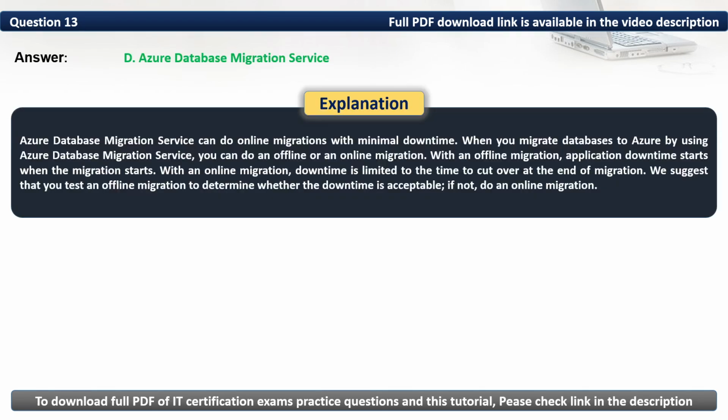Azure Database Migration Service can do online migrations with minimal downtime. When you migrate databases to Azure by using it, you can do an offline or an online migration. With an offline migration, application downtime starts when the migration starts. With an online migration, downtime is limited to the time to cut over at the end of migration. We suggest that you test an offline migration to determine whether the downtime is acceptable. If not, do an online migration.